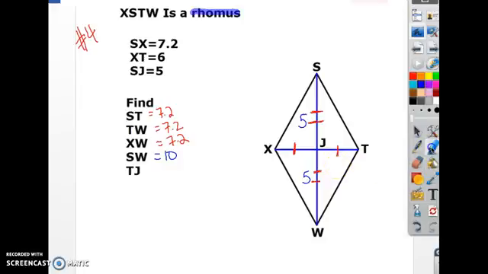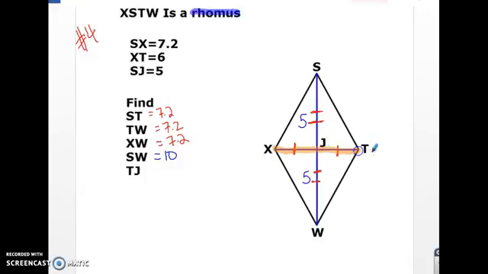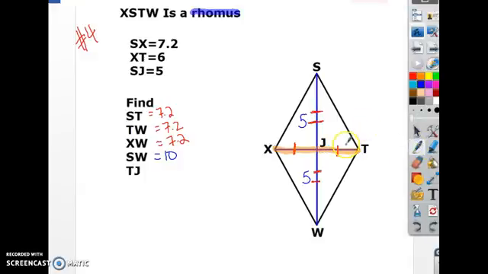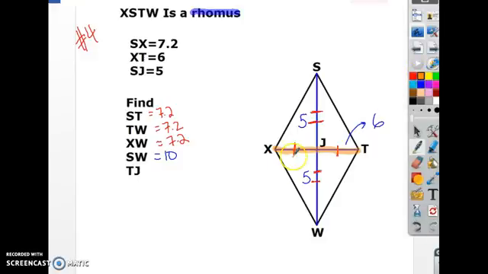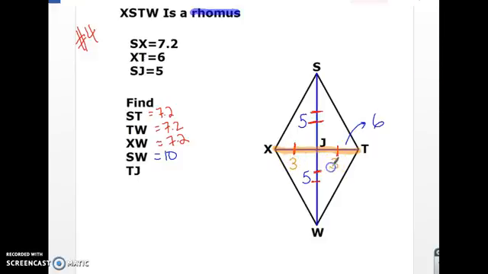We know that the whole length of XT is 6. So it'd be pretty easy to follow again, since these are bisected, that both these pieces will be the same, 3 and 3.